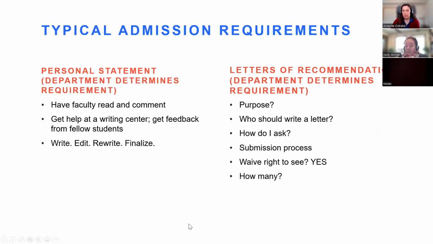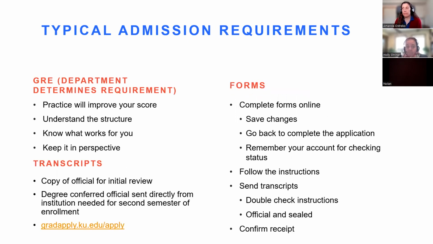And then how many will be dependent on the program or the institution. Most of the time at KU, if there are letters of rec required, it's going to be 3, but occasionally it's 2, and some programs don't require any. At the University of Kansas, GRE, or that general graduate exam, is a departmental requirement. It is not an institution requirement, though that could be different at a different institution of higher education. When it comes to the GRE, it can be a stress-inducing test. Lots of people will say, I don't want to take the GRE, I don't test well.